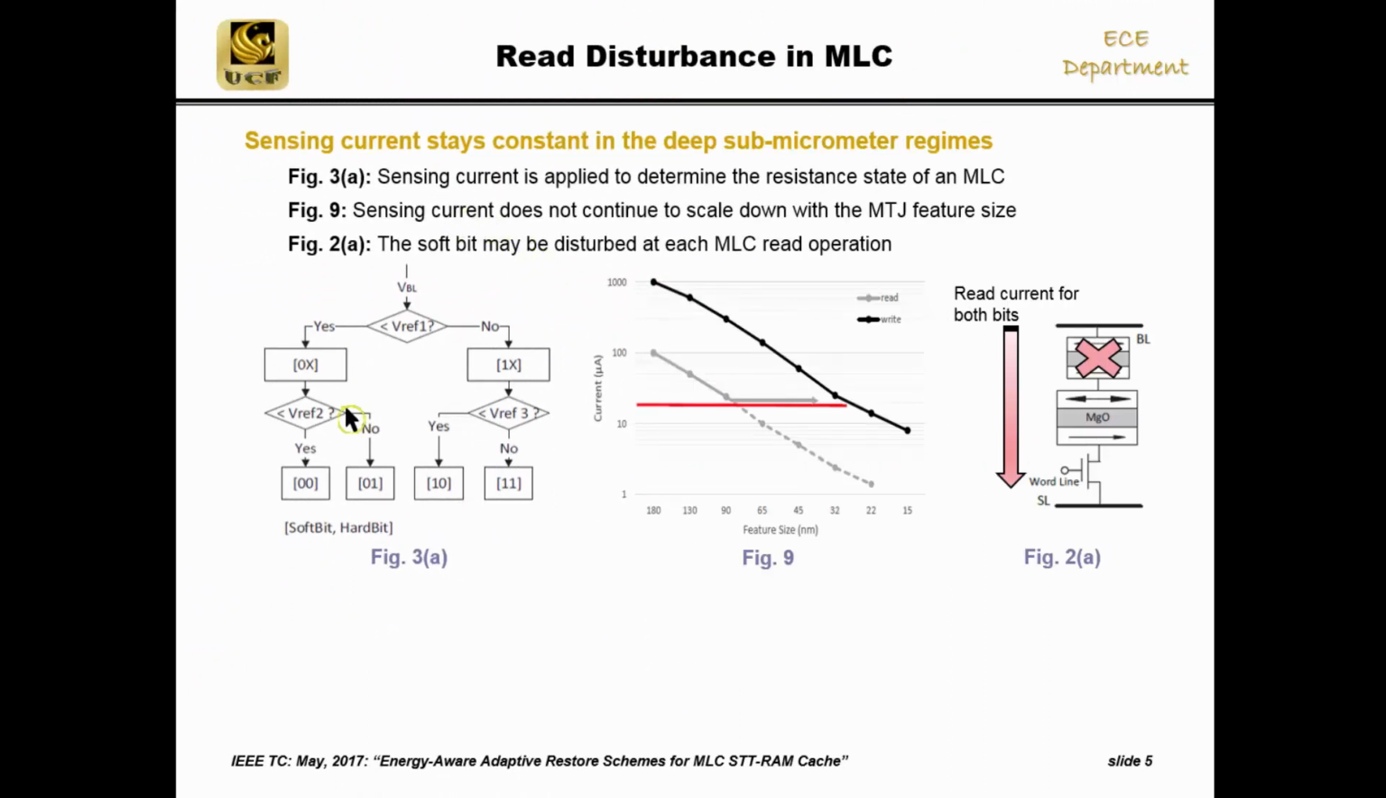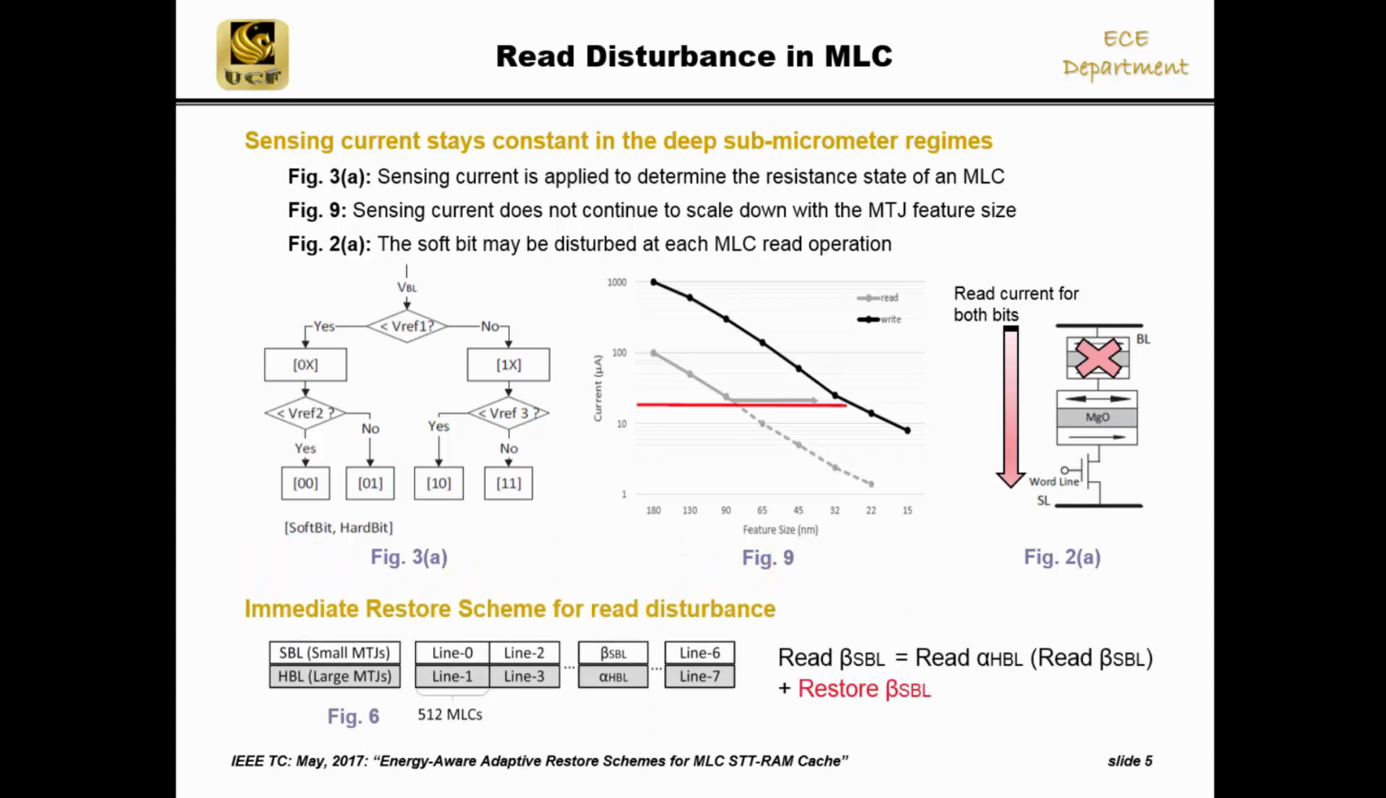strategy. As shown in figure 3A, first a sensing current is applied to determine the resistive state. The potential is compared against reference voltages to determine the binary value of the soft bit and then hard bit respectively. However, as shown in figure 9, in contrast to the switching current, the sensing current does not continue to scale down with the feature size, as indicated by the red line. Therefore, as shown in figure 2A, a read operation may inadvertently flip the value of the soft bit. This is referred to as read disturbance vulnerability.